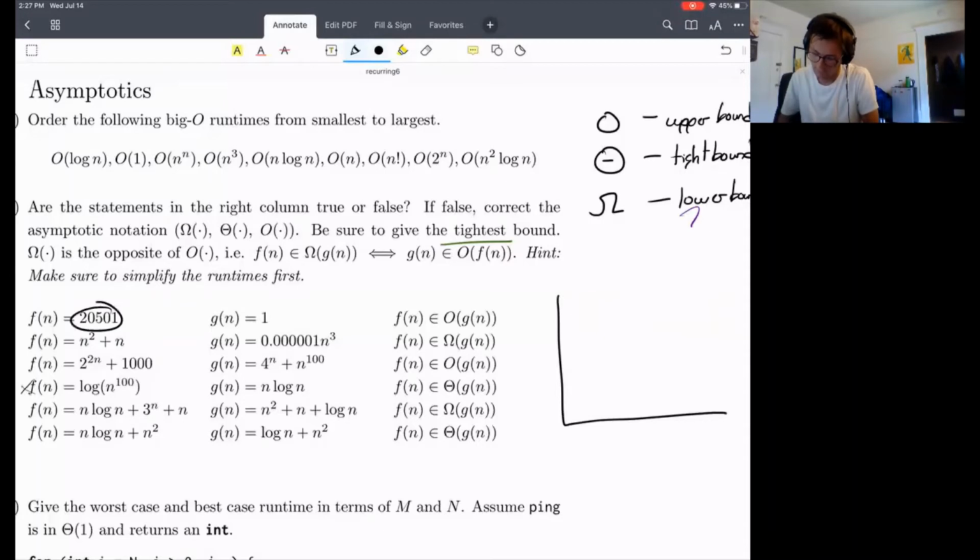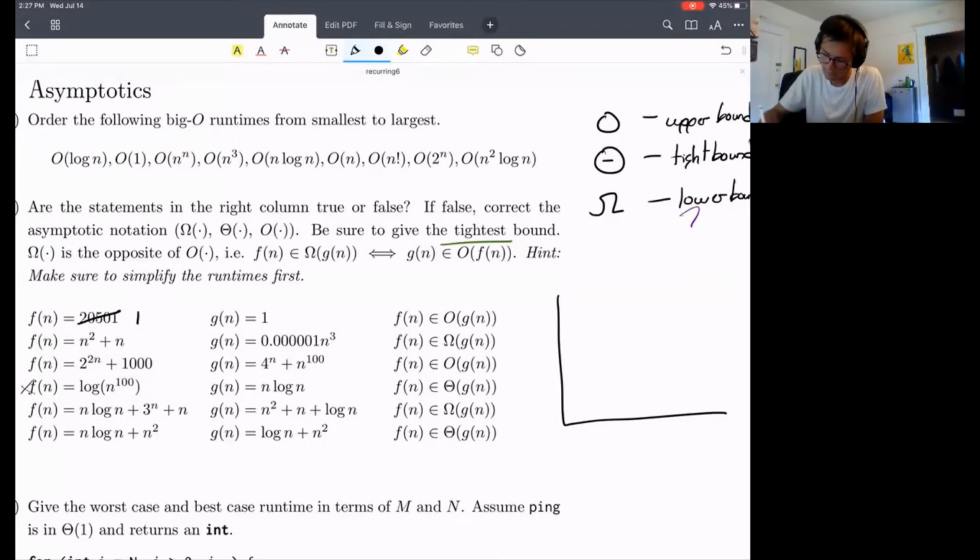First thing, f of n is equal to 20,501. Okay. Let's simplify this in constants. This is just 1, right? We don't care about constants. We can just get rid of constants. So f of n equals 1 and g of n equals 1. So we're saying is f of n in O of g of n, right?